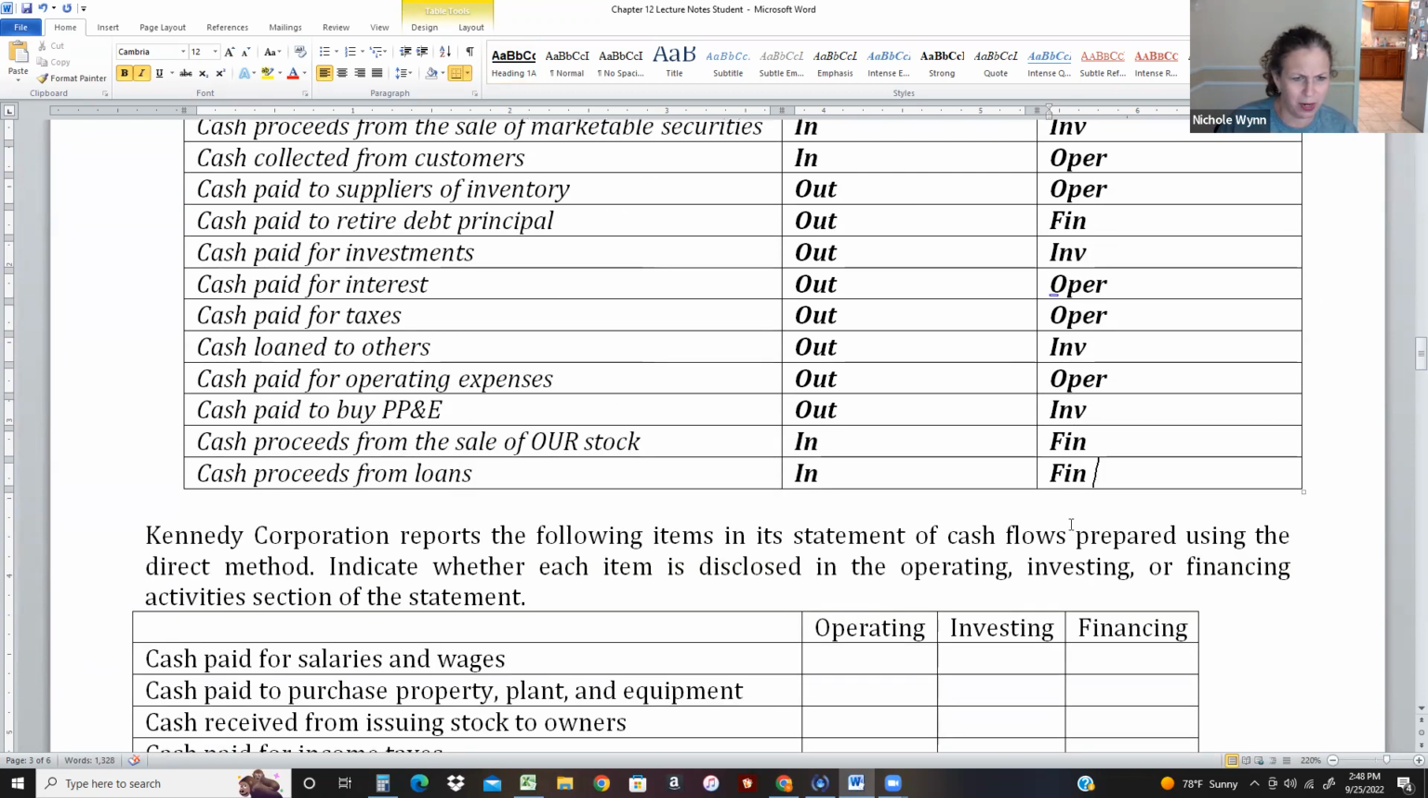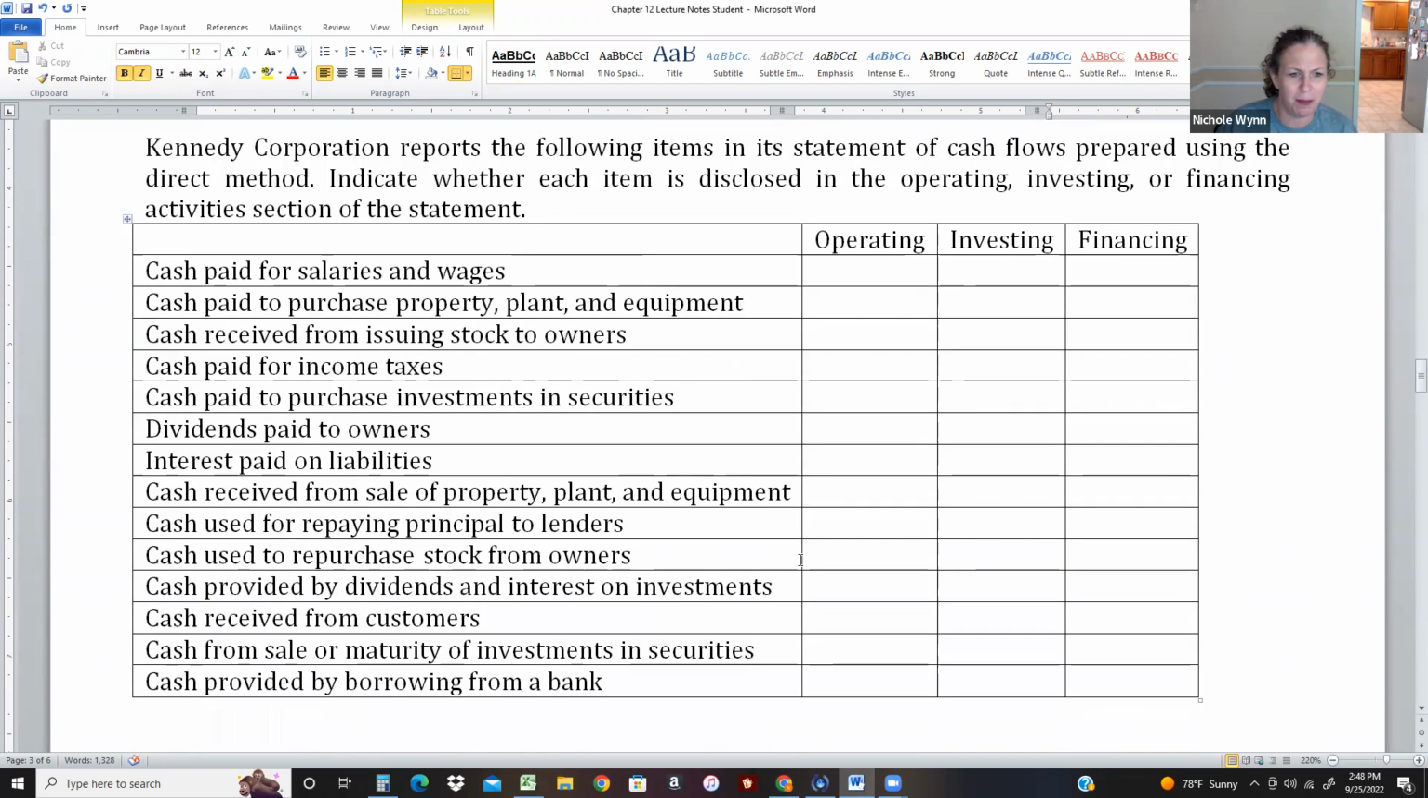All right, Kennedy Corporation reports the following items on cash flow. So we're just identifying operating, investing, or financing. And so again, hit pause if you haven't done this one yet and try to do it on your own and then check your work. So we're just going to put an X in operating, investing, or financing.